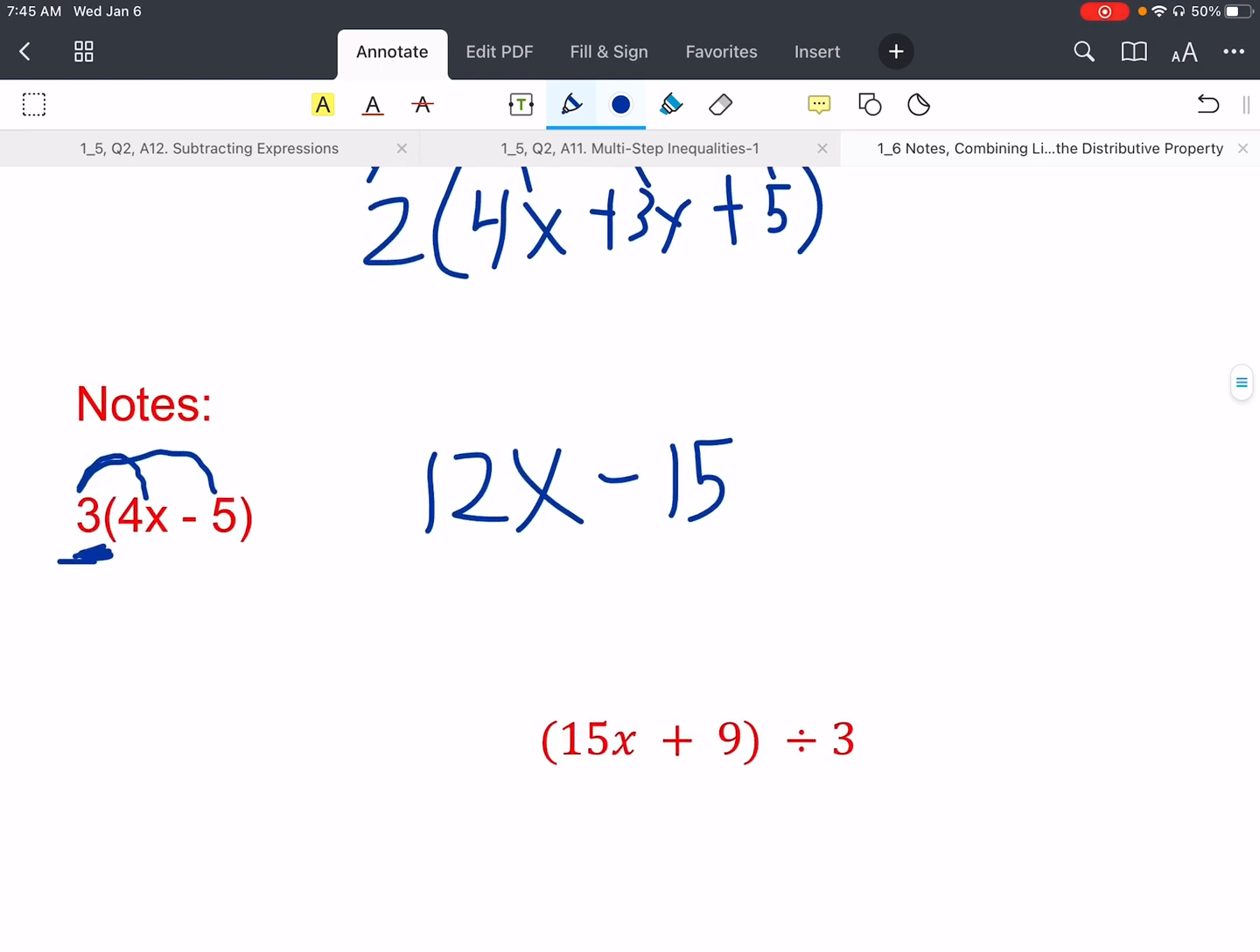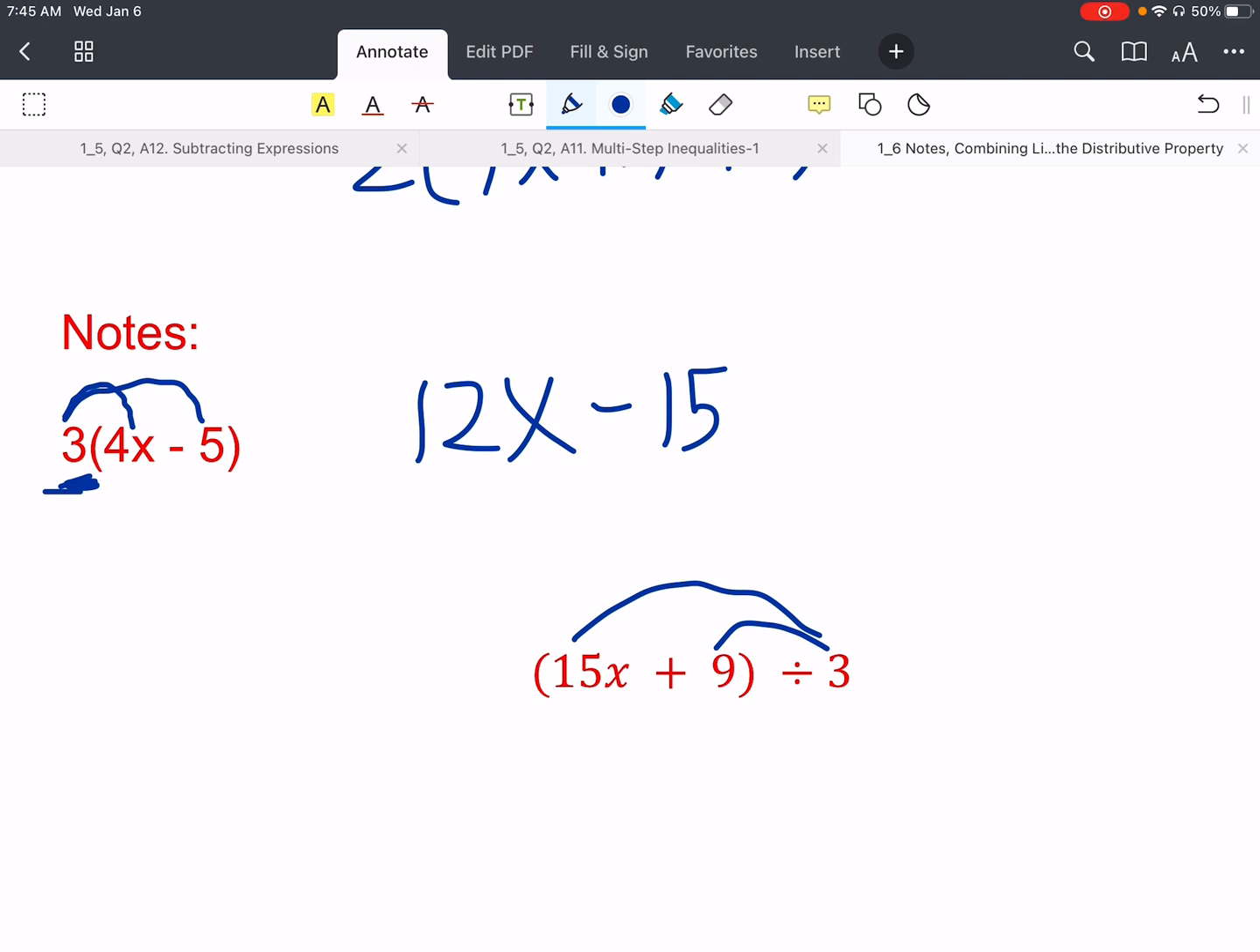Same idea for division. This is 15x plus 9, all divided by 3. So instead of multiplying, we're dividing everything inside the parentheses by 3. And that would get us, of course, 5x and positive 3. So the distributive property is the only new step that we're using on our problems.